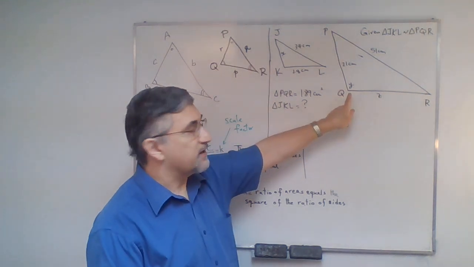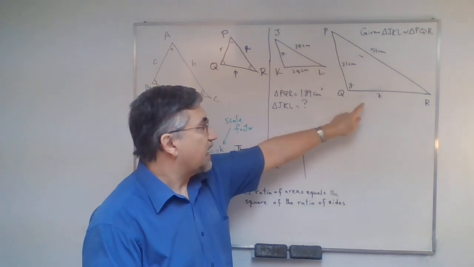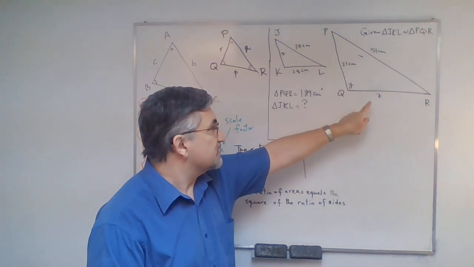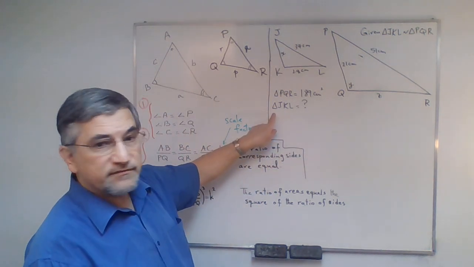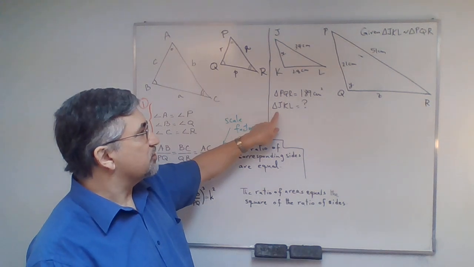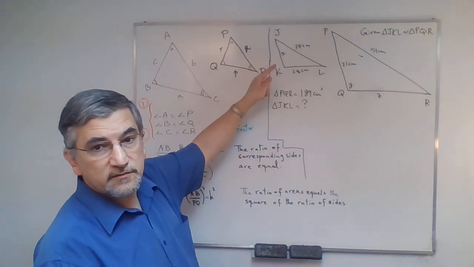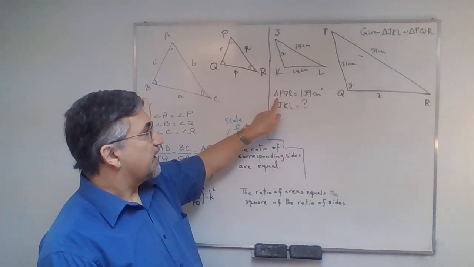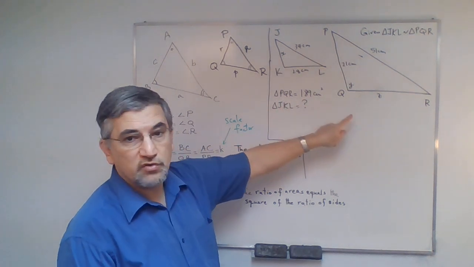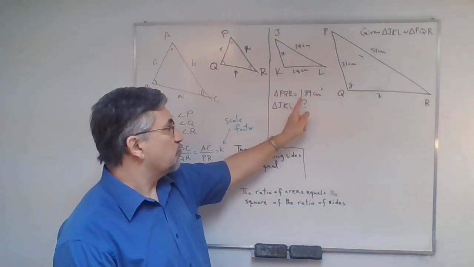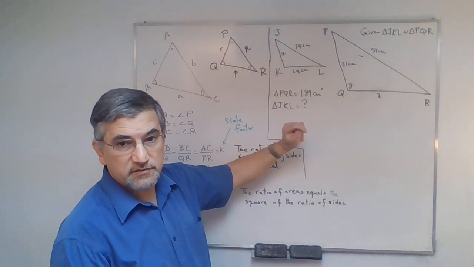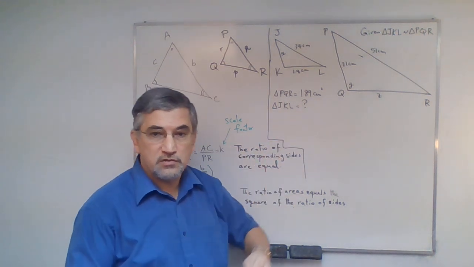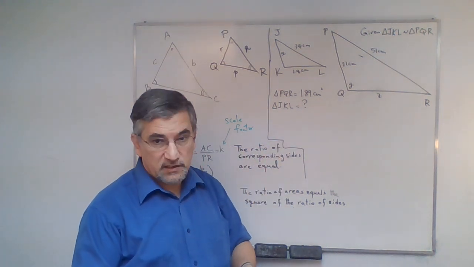They're asking us to find the measure of angle Q. They're asking us to find the side length Z. And they're asking us to find the area of triangle JKL, the smaller triangle's area, given that the area of triangle PQR, the large triangle, is 189 square centimeters. So four things we need to find here, one at a time.